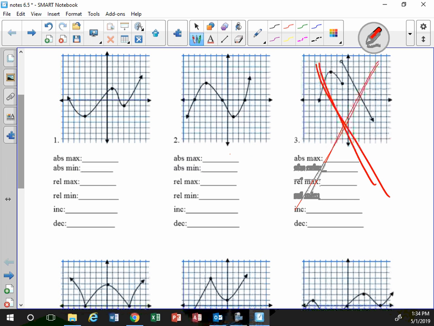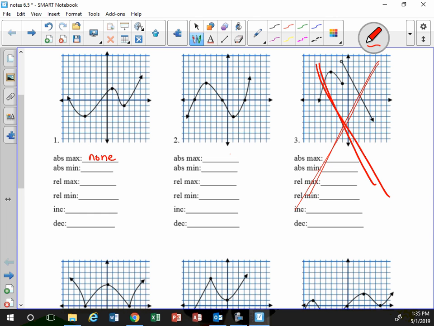Okay, so absolute max. Do you guys see the arrows on the ends of the graph? What does that mean the graph is doing? Going up forever. So is there a single point that is the highest point on this graph? No. So as far as absolute max goes, you would say none. If you said infinity, that would be wrong and you'd lose points, because it has to be a defined value, and infinity is not a defined value.